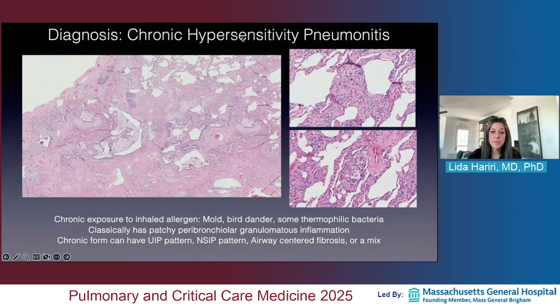Now, with a fibrotic hypersensitivity, you can have any type of pattern on pathology. It can be a UIP pattern, although you should find these granulomatous areas as well to be able to nail the diagnosis. You can have an NSIP pattern, an airway-centered fibrotic pattern. Most frequently, we see a mixed pattern with different ratios of each component present.